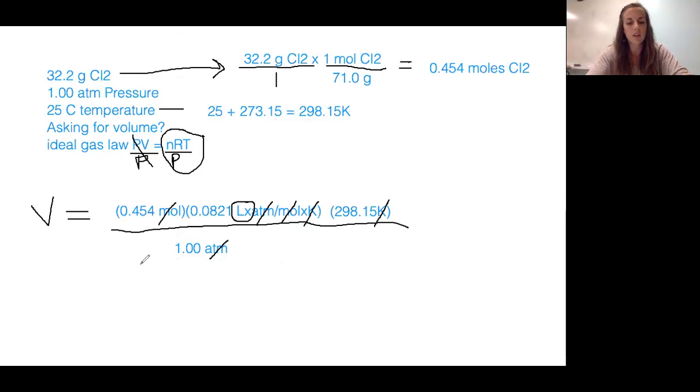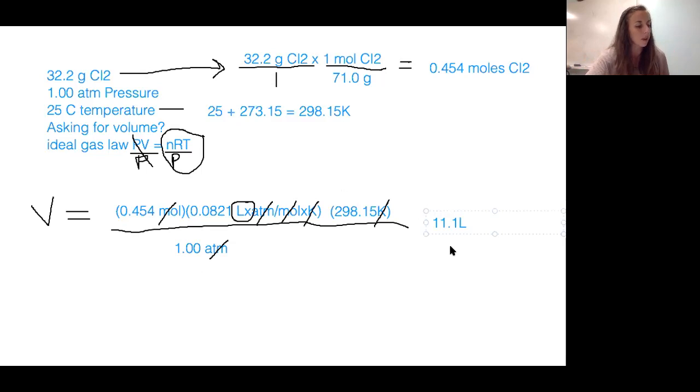So we're going to plug in 0.454 times 0.0821 times 298.15. And I'm going to get 11.113, which I'm just going to round to 11.1 liters. And that would be your answer.